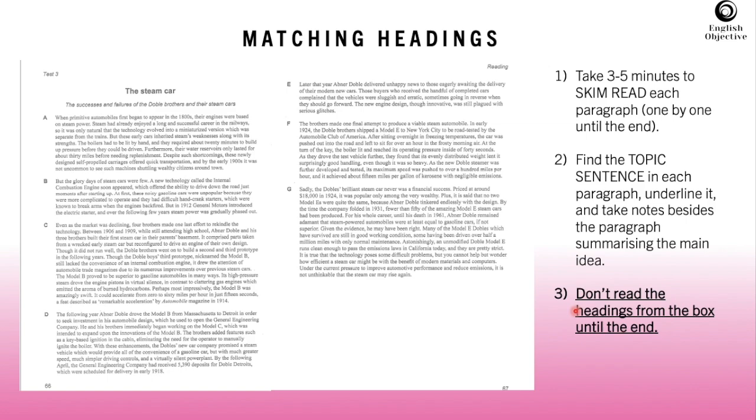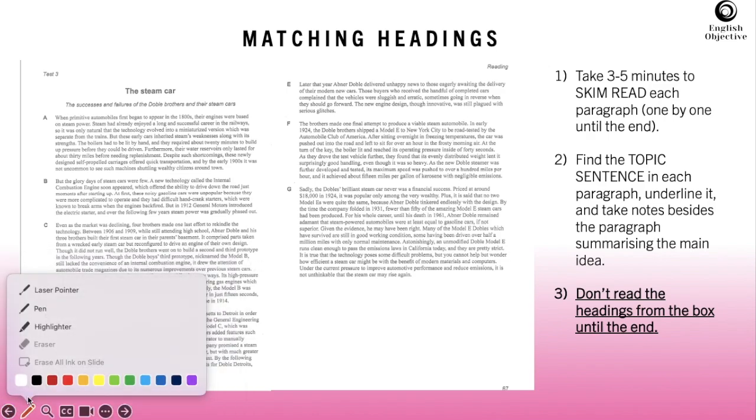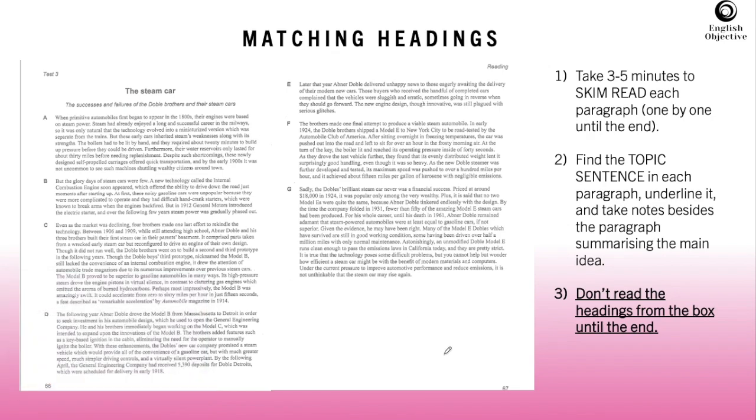So what we have to do at the beginning is forget about the headings, don't even look at them, and focus on the text. We're going to take between 3 to 5 minutes to skim read each paragraph one by one until the end. And some of my students would tell me, well, what's the meaning of skimming? How could I skim? What would it look like?